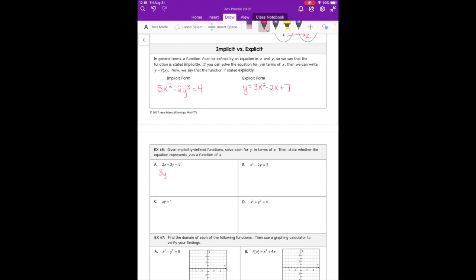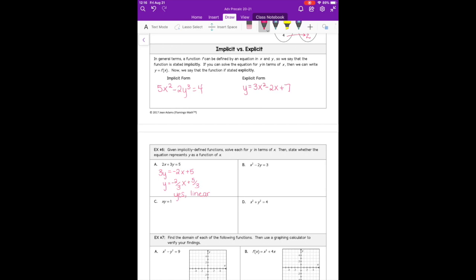I'm going to subtract 2x from both sides. Then I'm going to divide by 3, and that's going to give me some fractions. But fractions are our friends. This is a linear function, meaning that it is a line. So hopefully whenever you got y by itself, you saw that, hey, the negative 2/3 is a slope. The 5/3 is a y-intercept. So that's just a linear graph with a not pretty y-intercept.